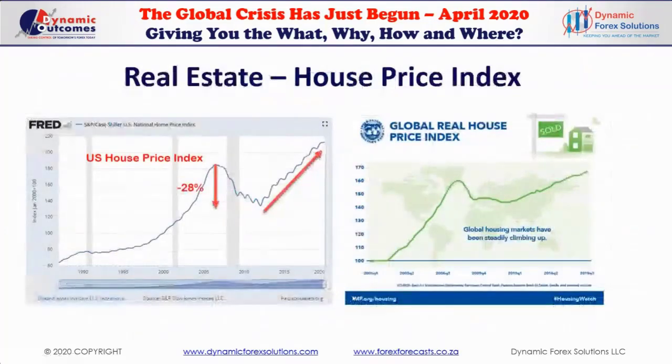Some had been asking about real estate. Well, here we can see, again, it's not just, it's a global problem. If you look on the right-hand side, since 2008, since the sell-off here, the market has risen globally, generally. House prices here, US house prices, to new highs.